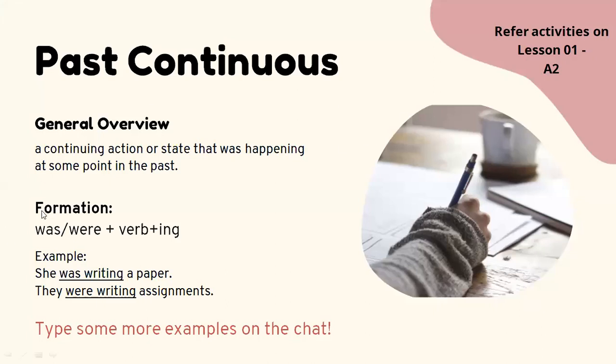So here you can see was is used for the singular form and were is used for the plural form, okay? And in the same way as the continuous tense, you add ing to the verb. So here was indicates the past and the ing added at the end of the verb indicates the continuous form. So together it becomes the past continuous tense, which gives us the idea that the action is taking place in the past and it keeps on going, right? So here is the example. She was writing a paper. They were writing assignments. So were is the plural form and was is the singular form, right?